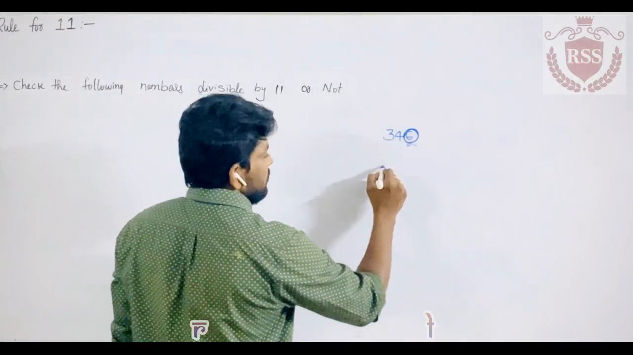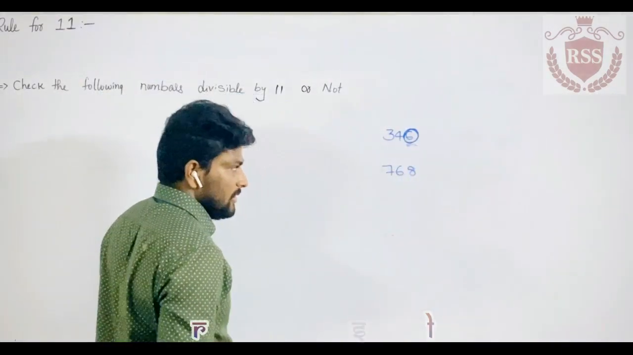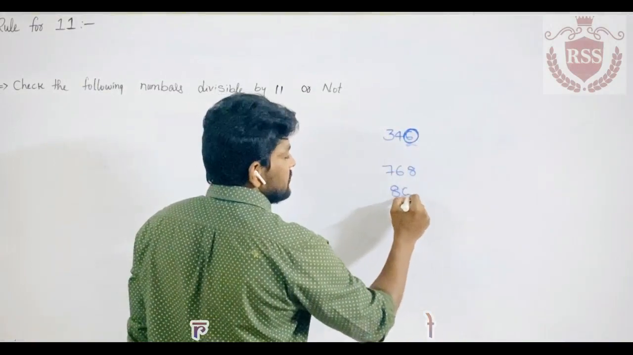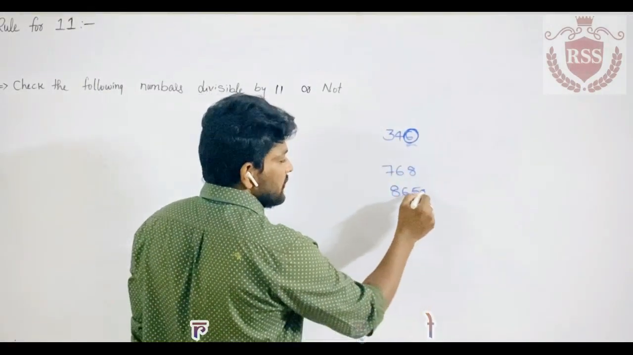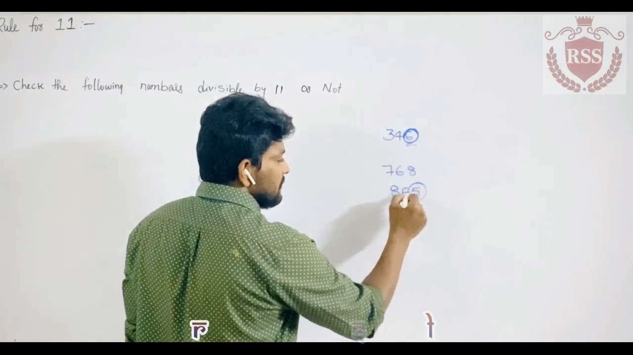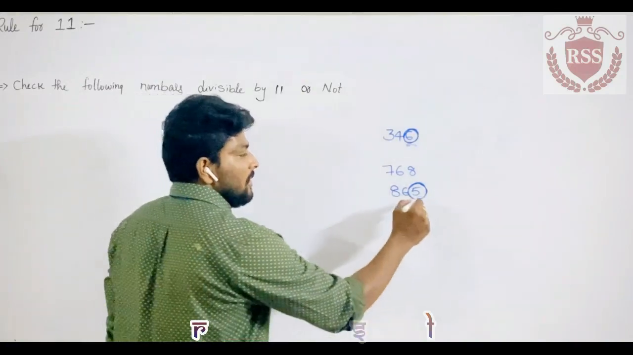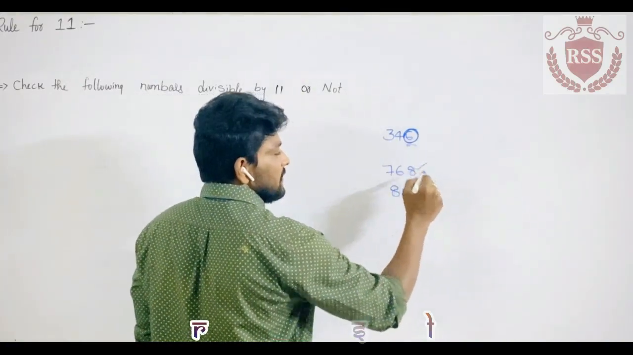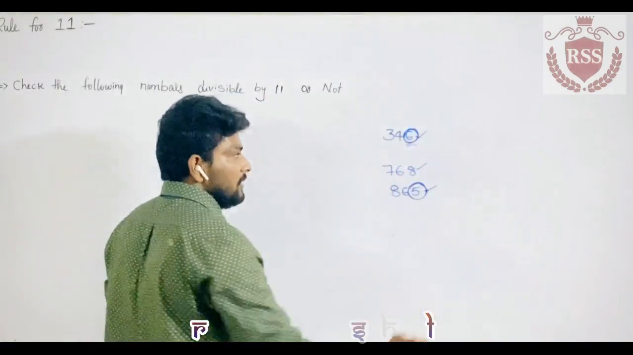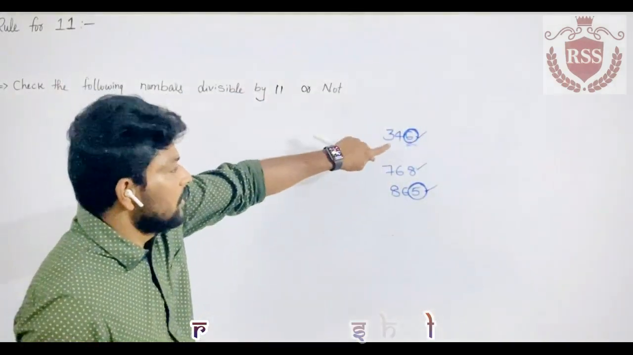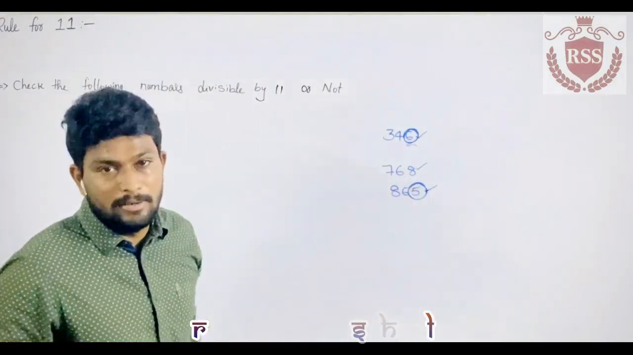768 is also an even number. 865 is an odd number. How do we confirm that? By looking at its units place. 865 is an odd number, 760 is an even number, 768 is an even number, 346 is an even number. By looking at its units place, we will confirm whether it is an even number or an odd number.